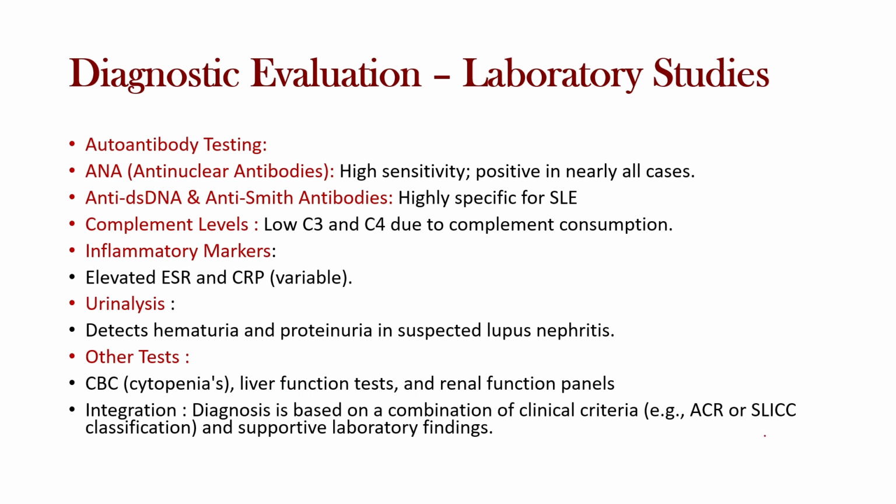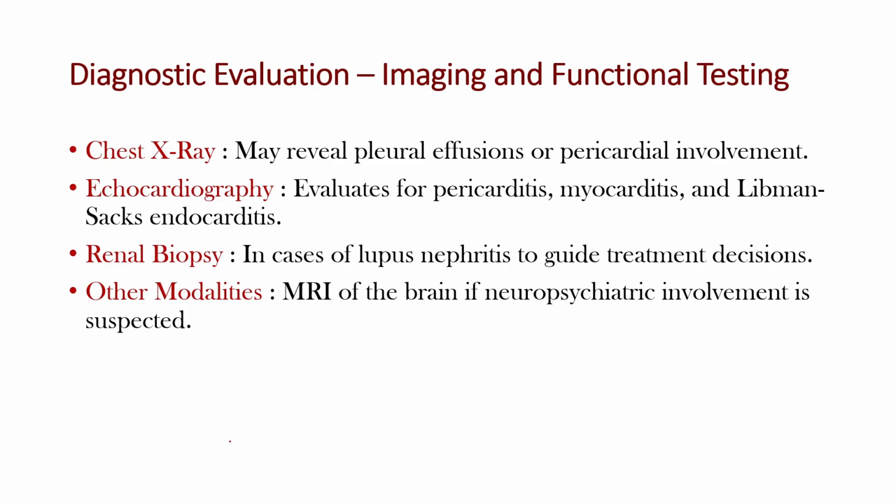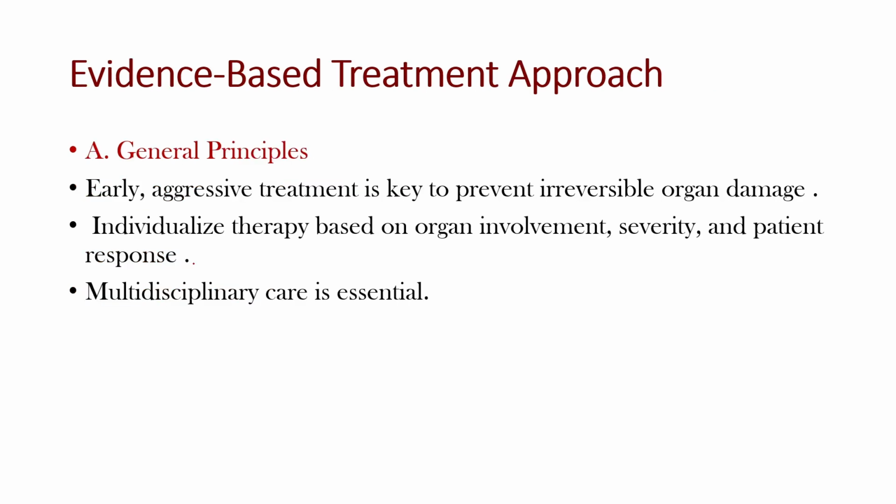For the diagnosis, we have some criteria like SLICC. We can follow it. This is the SLICC classification. We have clinical criteria and immunological criteria. We need four or more criteria present, and we will confirm the diagnosis. A chest X-ray can reveal any pleural effusion or pericardial involvement, an echo shows the changes in the heart, and a renal biopsy in cases of lupus nephritis guides the treatment decision.